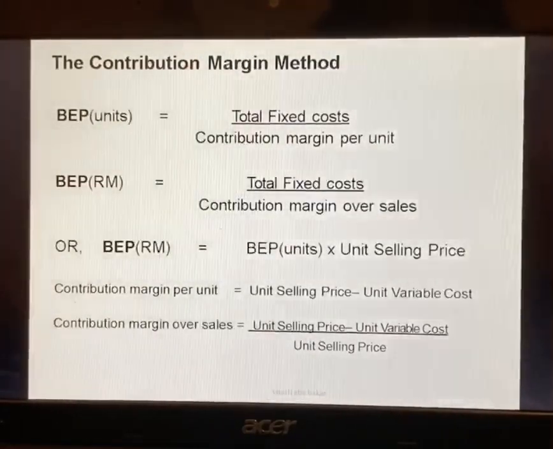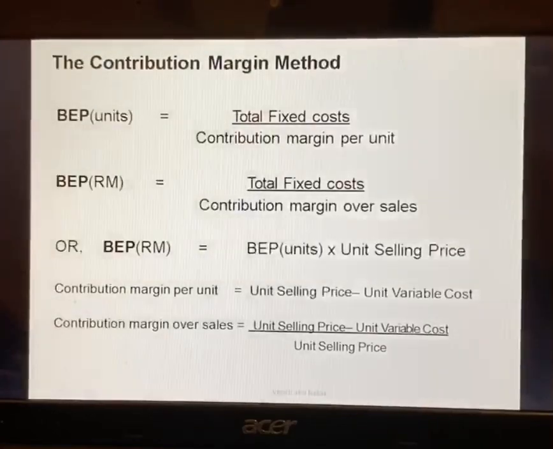The contribution margin per unit, the formula is unit selling price minus the unit variable cost. And the contribution margin over sales, the formula is unit selling price minus the unit variable cost, divided by the unit selling price.